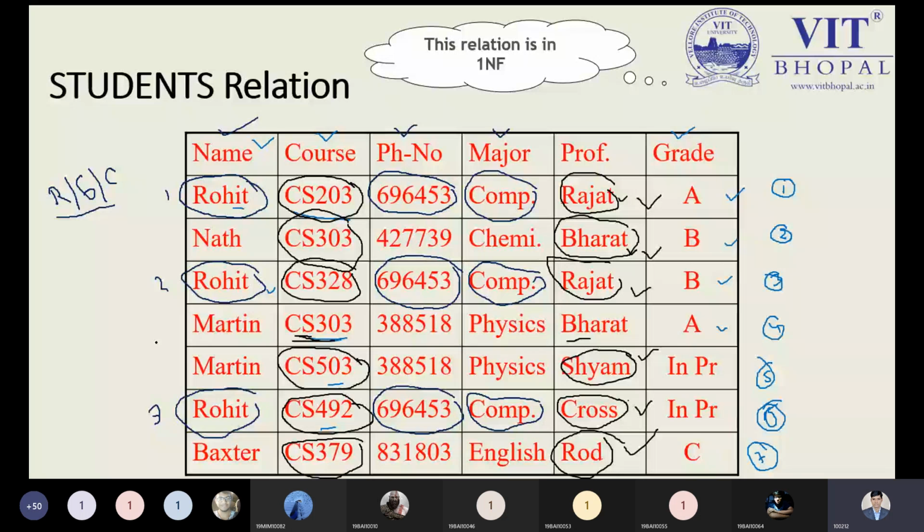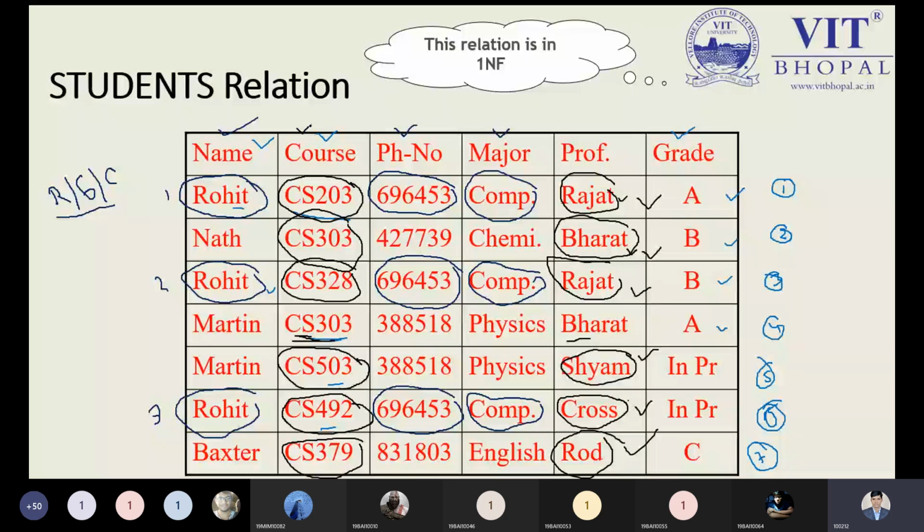See, Rohit opted for the course CS203, which is offered by Professor Rajat. Now Martin opted for the course CS303, which is offered by Bharat. And Nath is a student who also opted for CS303, which is offered by Bharat. So our relation has only two different attributes: course and professor.